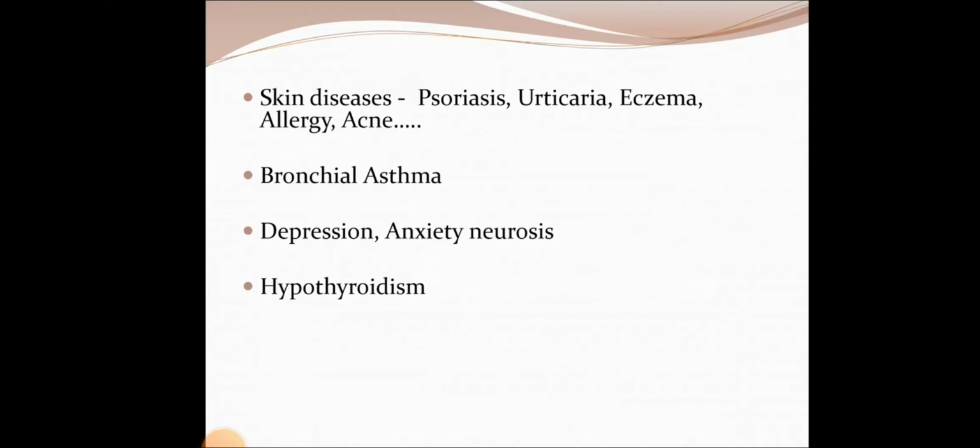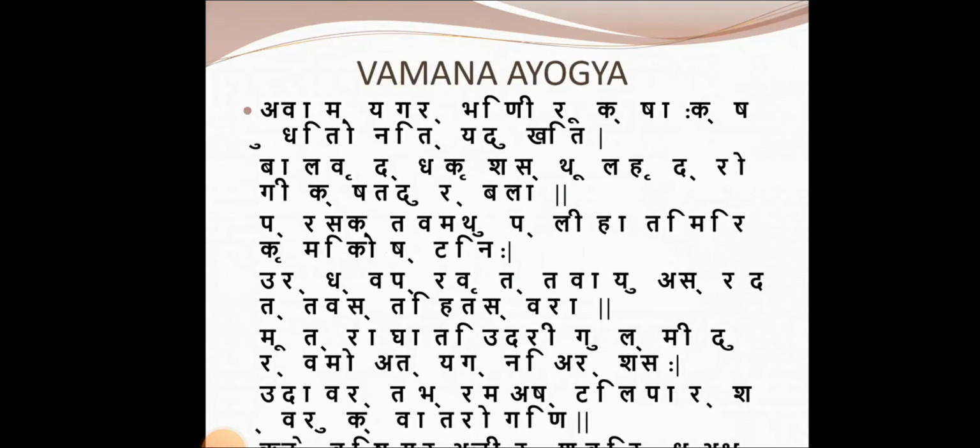Next is the Vamana Ayogya or the contraindications of Vamana. Avamya Garbhini Ruksha Kshudido Nitya Dukkida Bala Vrittha Krisha Stula Hridrogi Shata Durbala Prasakta Vamatu Pliha Timira Krimi Koshtina Urtha Pravarta Vayu Asra Datta Vasti Hataswara Mutra Khadi Udari Gulmi Durvamo Atyakni Rarshasaha Udavarta Brahma Ashtila Parsharuk Vada Rogina Ride Vishagara Ajirna Virutta Apyavaharada. It is mentioned in Ashtanga Hridayam Sutrasthanam.